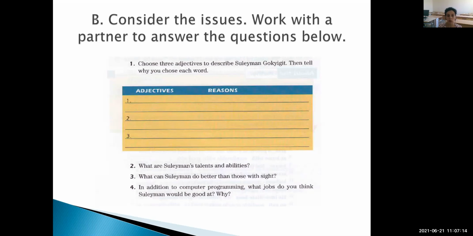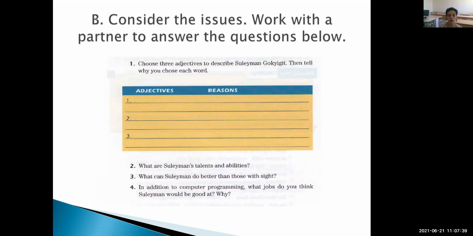So you have to continue with the second and the third. You have to give 3 adjectives to describe Suleiman Gokit. Then when you finish writing and describing the reasons why he is in the following color of the adjectives that you described him, you have to answer the other questions, like what are Suleiman's talents and abilities? What can Suleiman do better than those with sight?